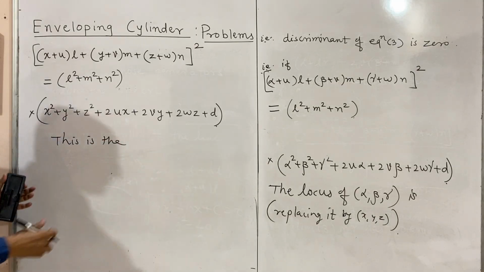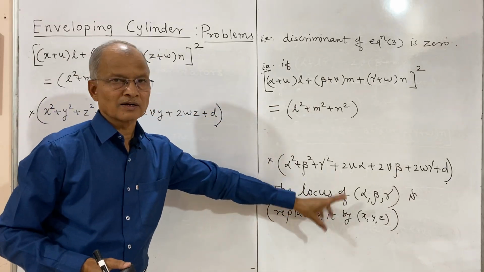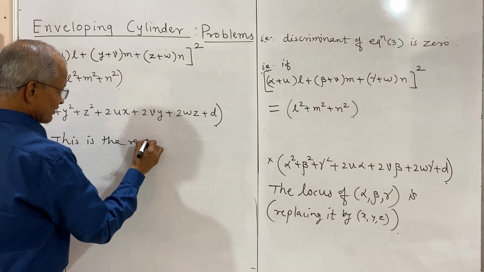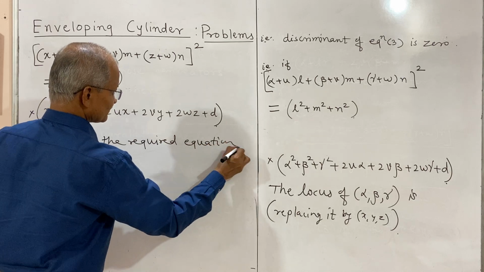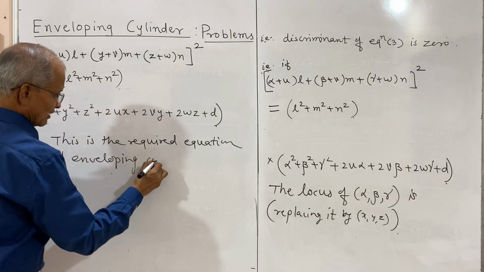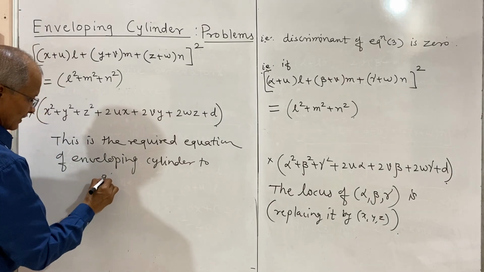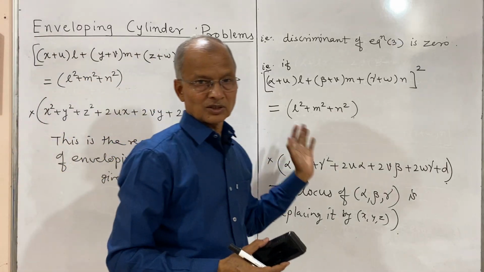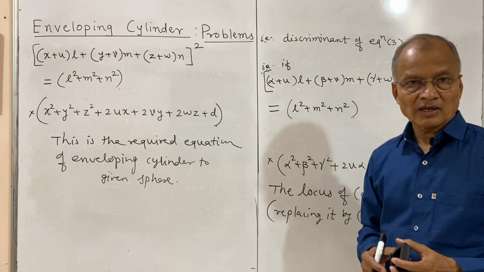You may verify this, check this. What we have done is we have replaced alpha, beta, gamma by x, y, z respectively in this equation. This is the required equation of the enveloping cylinder to the given sphere. So in this way, using the condition that the quadratic equation in R has equal roots, we can obtain the equation of the enveloping cylinder.